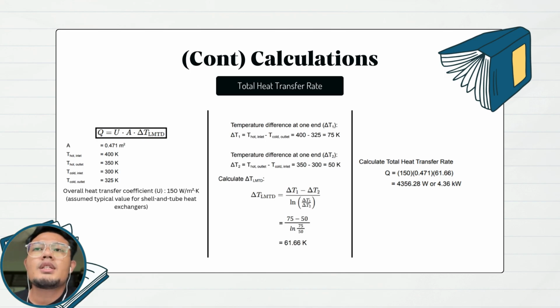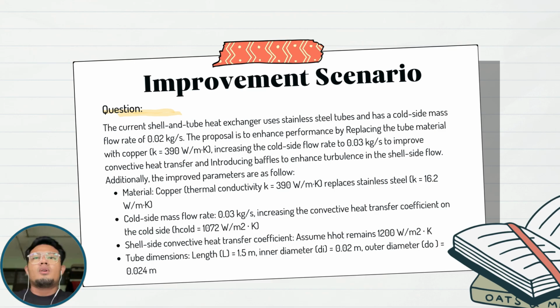Okay, the last one we just need to apply to the earlier formula. For the final value of the total heat transfer rate, we got 4,356.8 watt or 4.36 kilowatt. Okay, next we move to the improvement scenario.